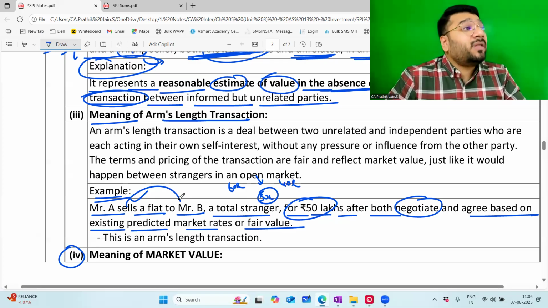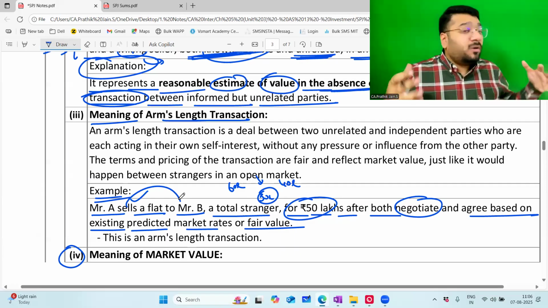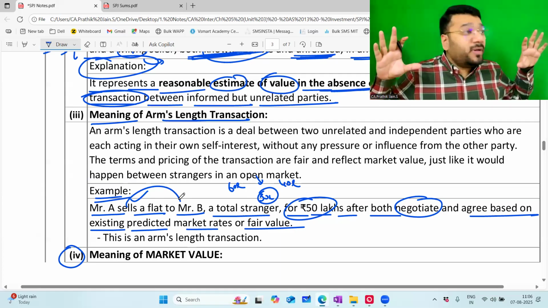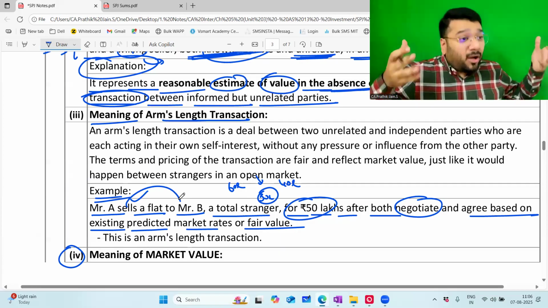One had no dominance over the other one. If the dominance is there, then we say that there is no arm's length transaction. There should be no dominance between both of them. Both should be independent. Means what? Buyer is completely independent to decide whether to buy or not buy.